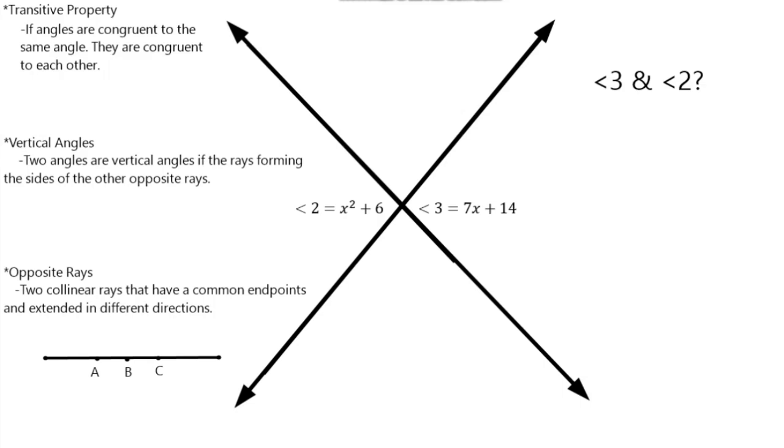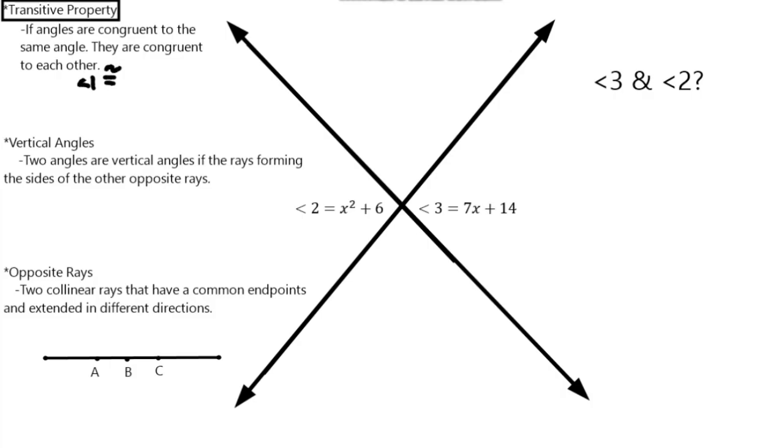Today we're going to talk about the other properties in geometry. Okay, so there are other properties than the multiplication properties and the subtraction and addition properties. We also have the transitive property. If angles are congruent to the same angle, they are congruent to each other.